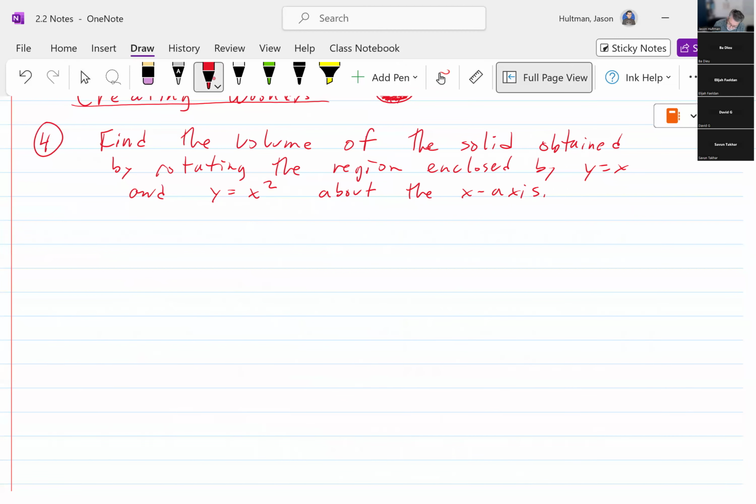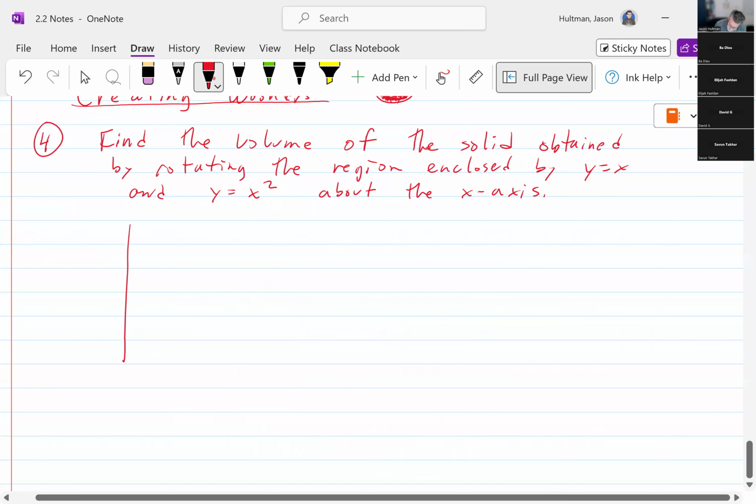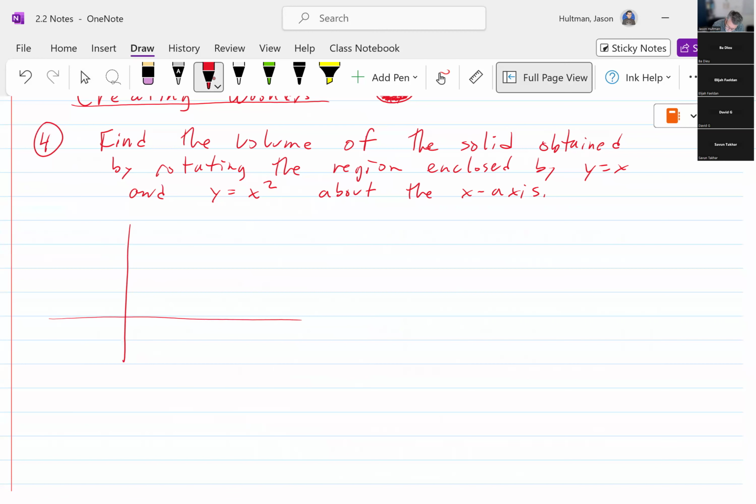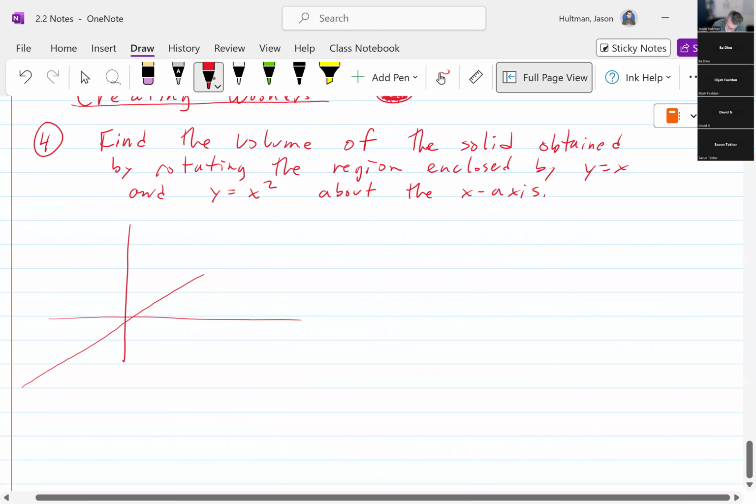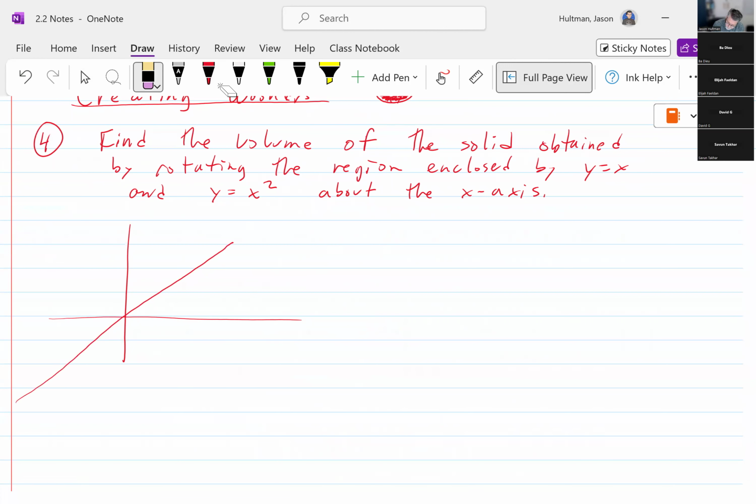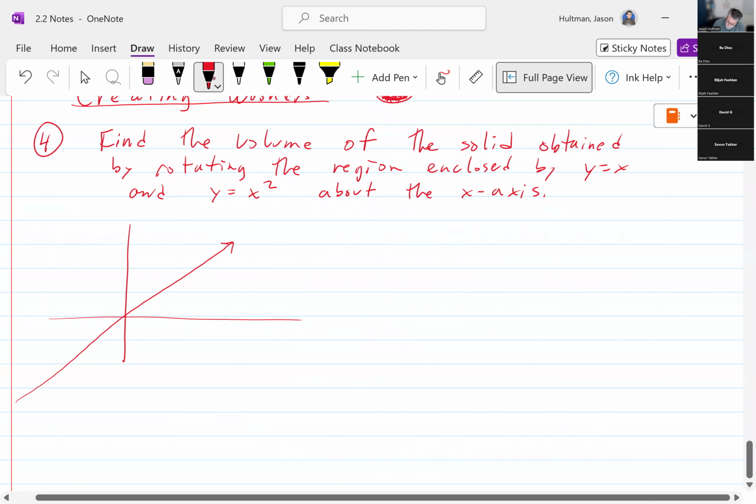So let's maybe draw a picture of this. Y equals x, that's just a line at 45 degrees. Okay, that's just that line, this line y equals x. And y equals x squared is a parabola.